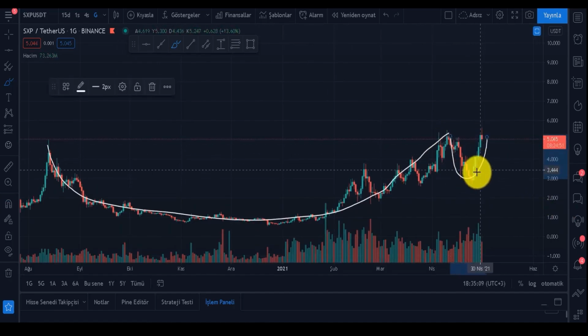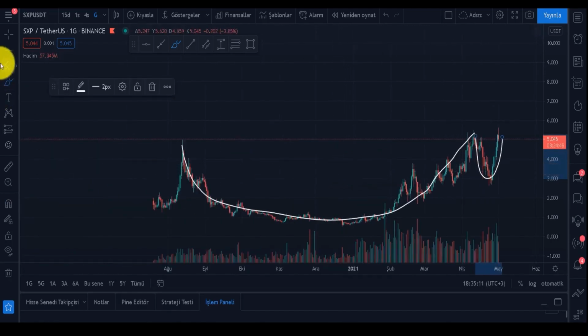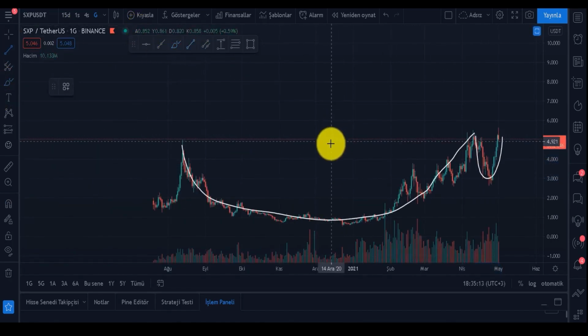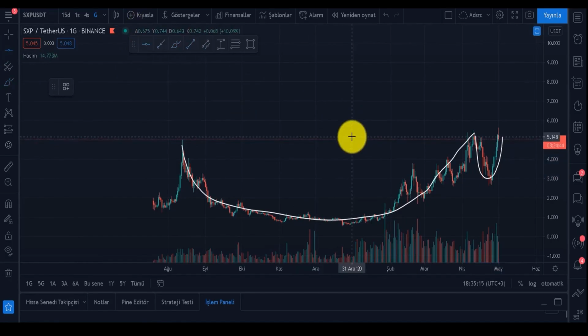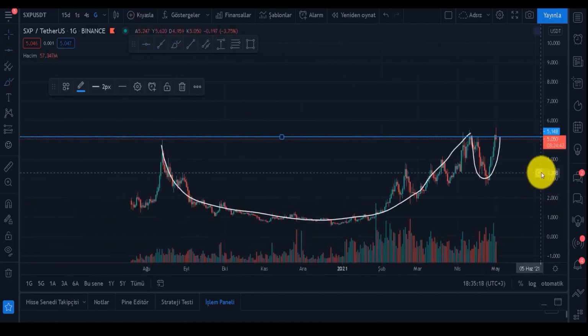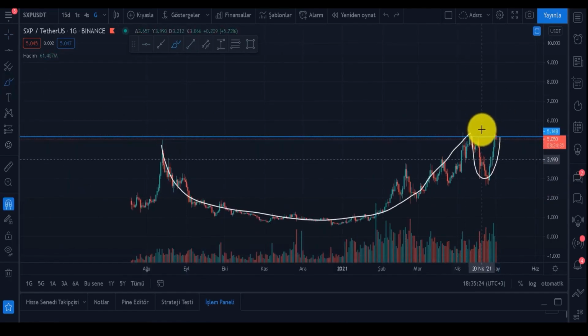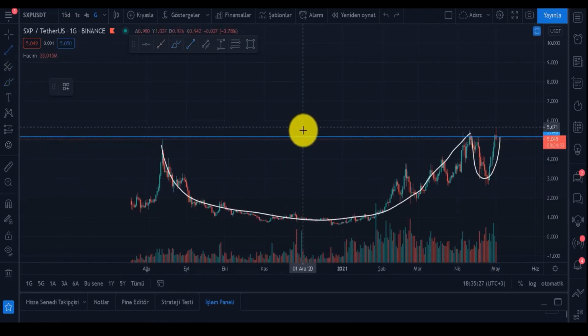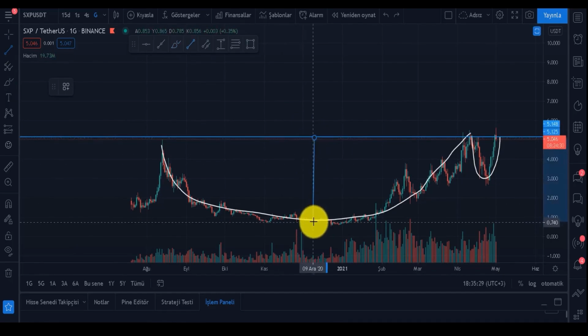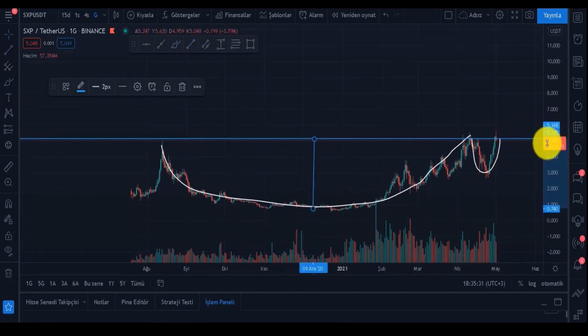If we draw it this way, as you can see, we have a very deep cup and handle formation in front of us. Now, its resistance can actually be said to be around 515. It has tested this area many times before. Now, where will it occur? What will happen? Let's see where the target is.